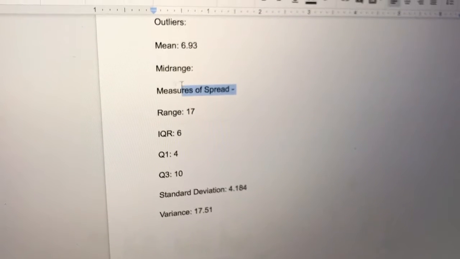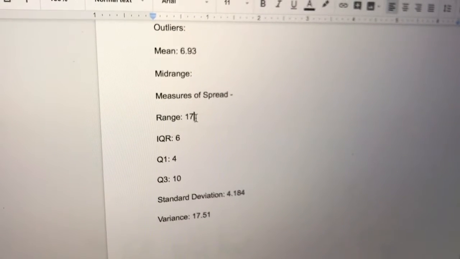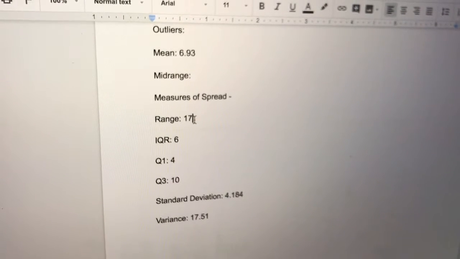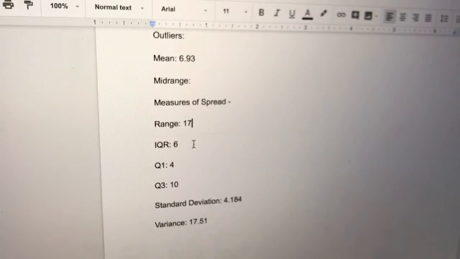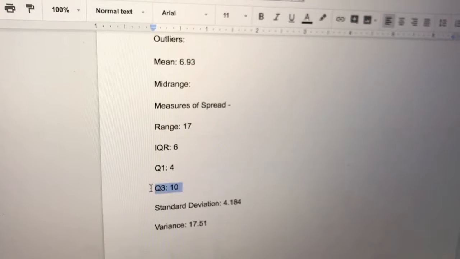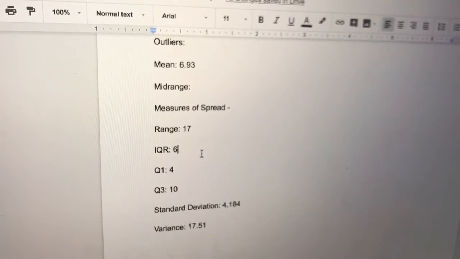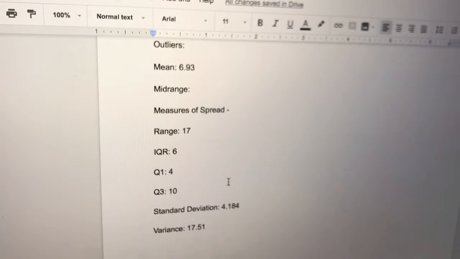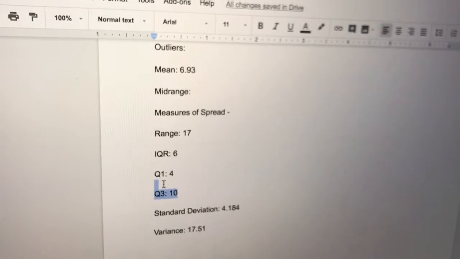Okay, so for your measures of spread, first you have your range, which is your minimum subtracted from your maximum. Our maximum was 17 and our minimum was 0, so 17 minus 0 gives a range of 17. Your IQR is found by subtracting your Q1 from your Q3, so 10 minus 4 gives an IQR of 6. You get your Q1 by finding the median of the lower half of the data, and your Q3 by finding the median of the upper half of the data.